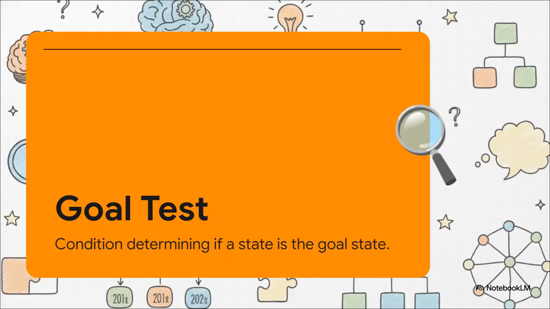Next up, we have the goal test. How does the AI actually know when it's finished? It doesn't have intuition, right? It relies entirely on a goal test, which is a specific condition that determines whether the current state is the final desired state. Going back to our route planning example, the goal test is just checking, hey, have we reached our destination of Kathmandu? If yes, boom, the problem is solved.